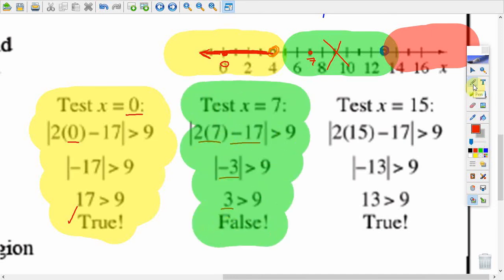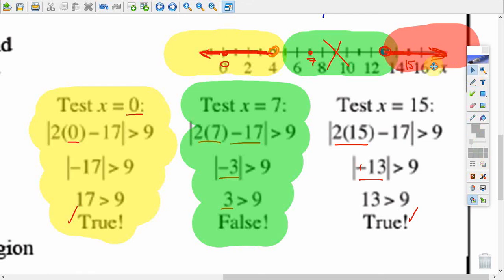To test the upper region, we're going to choose 15. We're going to use this test point here. We plug in 2 times 15 gives us 30. 30 minus 17 is 13, and so this should be positive 13. That's what threw me off there for a second. So 30 minus 17 is 13. The absolute value of 13 is 13. So that is true. This will be included in our shaded region, everything from that boundary.